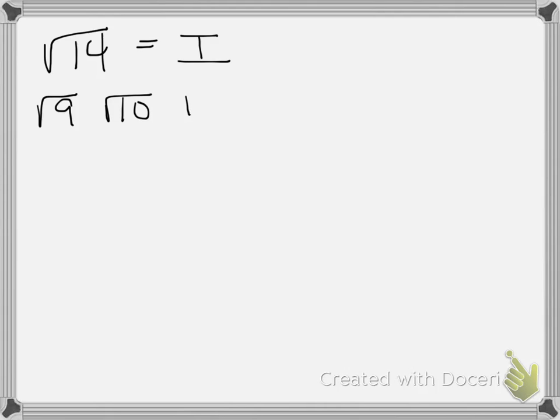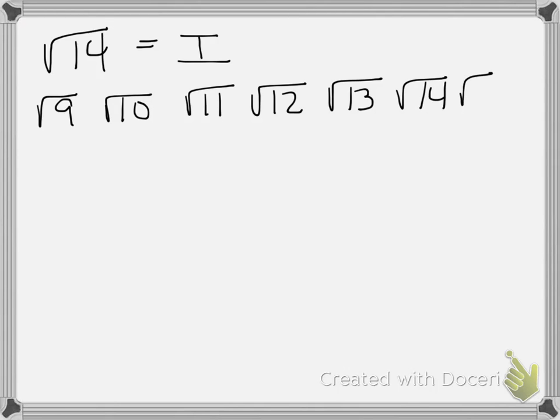So let's try another one. Let's do the square root of maybe 14. Well, we know that this is an irrational number, so I'm going to have to estimate it. So around it I have the square root of 9, the square root of 10, the square root of 11, the square root of 12, 13, 14, 15, and 16. So we know that the square root of 9 is 3, and the square root of 16 is 4.